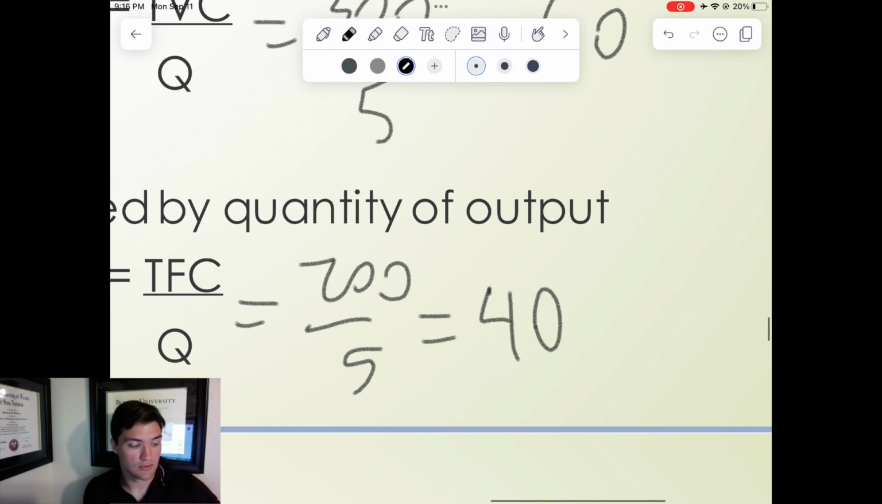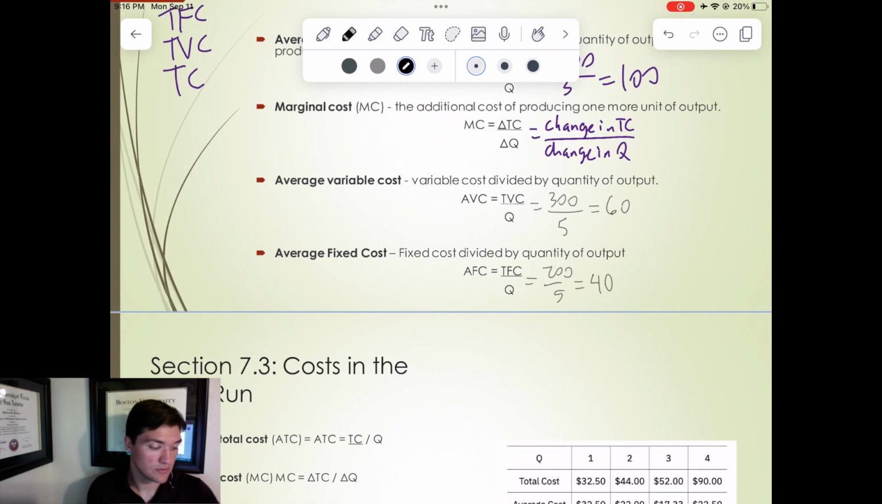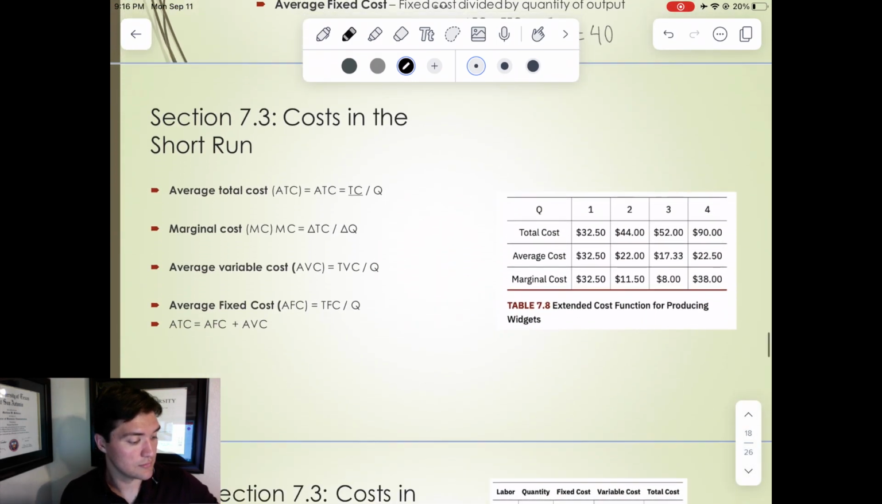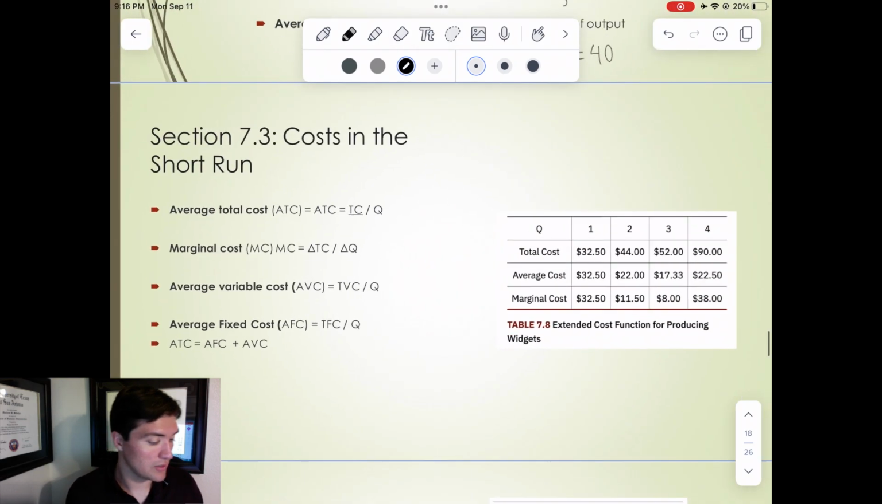So that's how we find the average total cost. That's how we find the marginal cost, the average variable cost, and the average fixed cost. We just take the total divided by the quantity, or if marginal, we'll find the change. So that's how we're going to find them. So let's do that here.